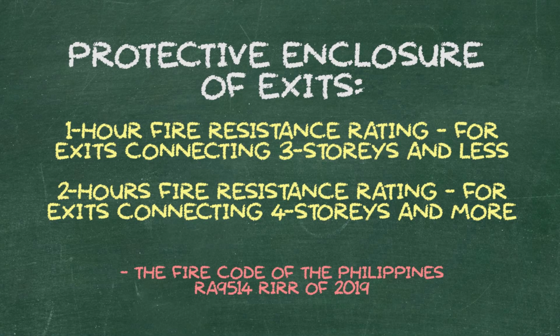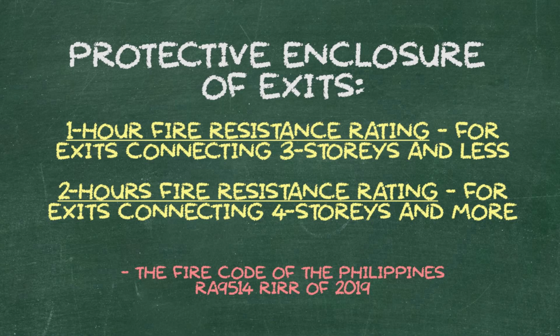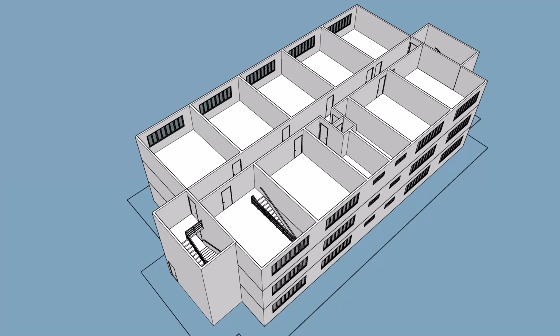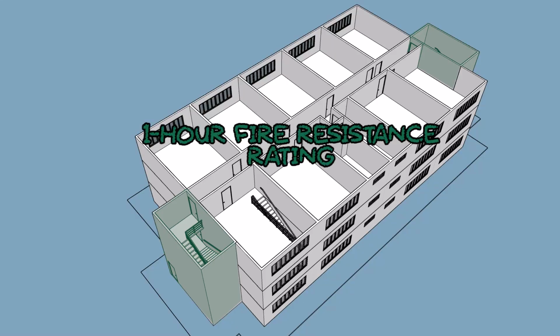For the required separation, under the protective enclosure of exit section of the FAR code, the required minimum separation for exit that connects 3 stories and less shall be 1 hour fire resistance rating, while the required separation for the exit that connects 4 stories or more shall be 2 hours fire resistance rating. So for this example, our 3-story office building will have exits with minimum of 1 hour fire resistance rating separation.